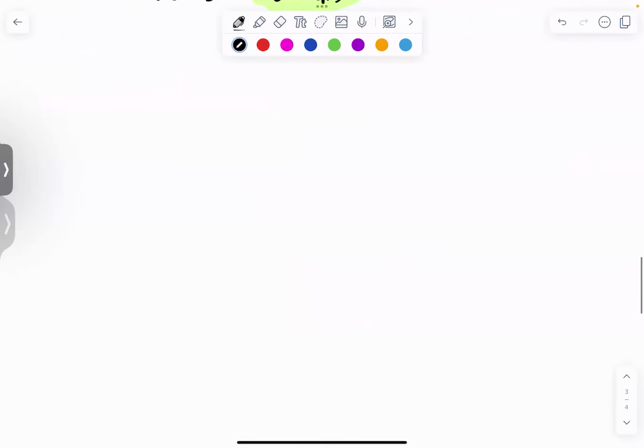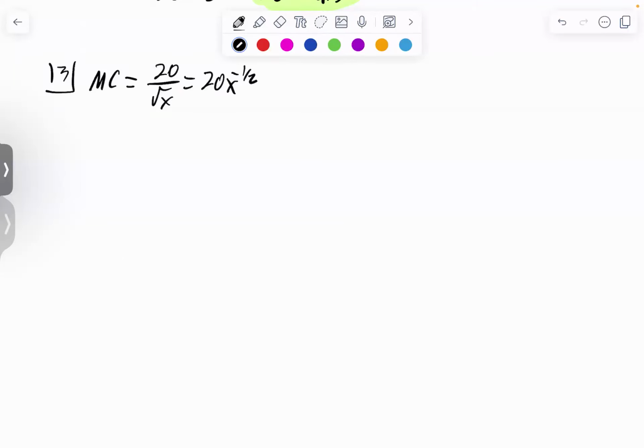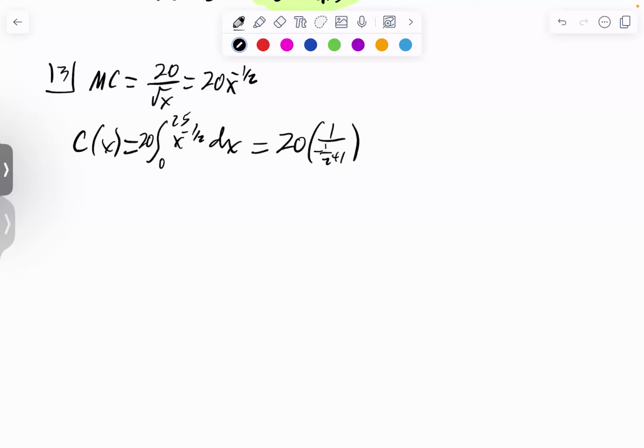In our last problem, number 13, a company's marginal cost. So our marginal cost is 20 over root x, and I'm going to rewrite that as 20x to the negative 1/2 power, where x is the number of units. Find the total cost of the first 25 units. So the cost, in this case, is going to be the integral from 0 to 25, and I'm going to pull the 20 out, of x to the negative 1/2 power dx. This becomes 20 times 1 over negative 1/2 plus 1.